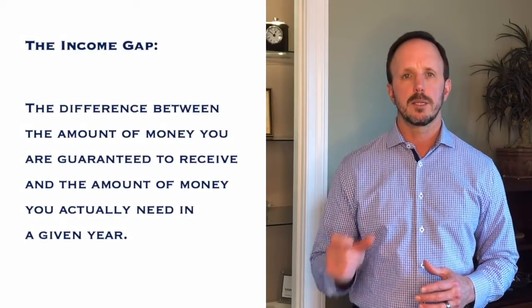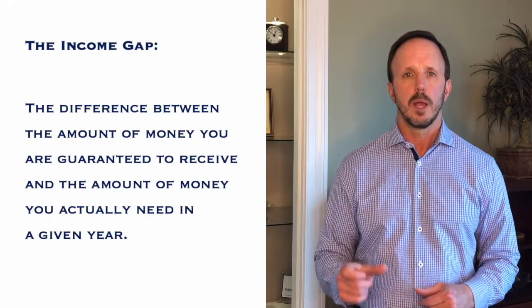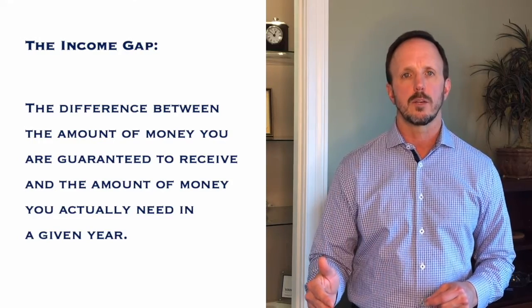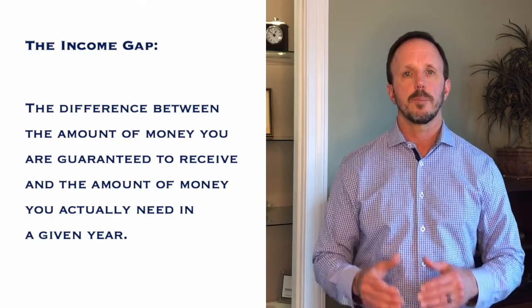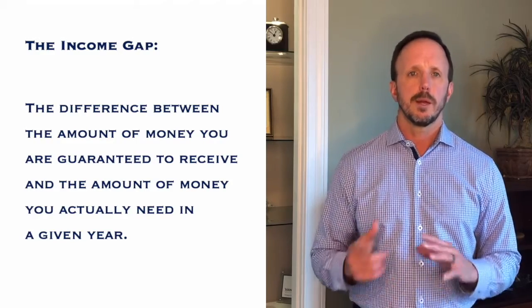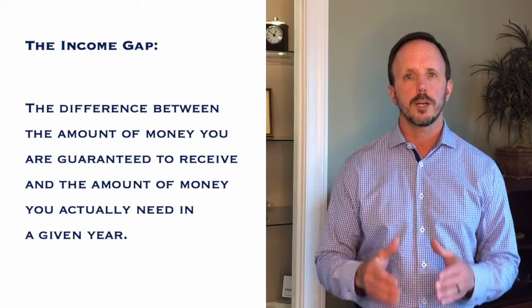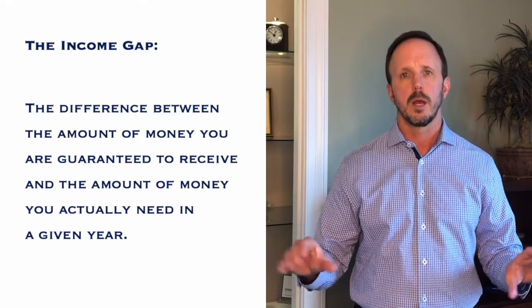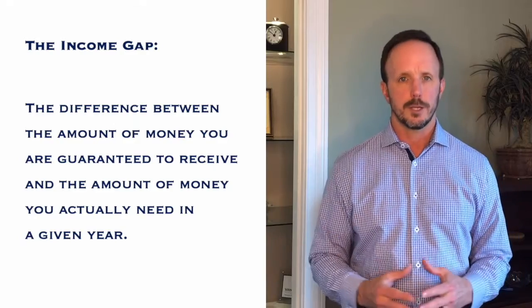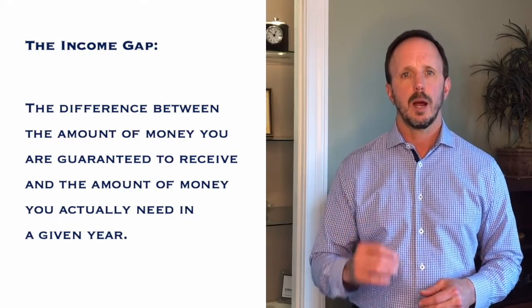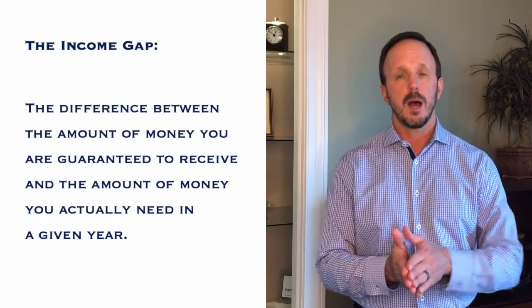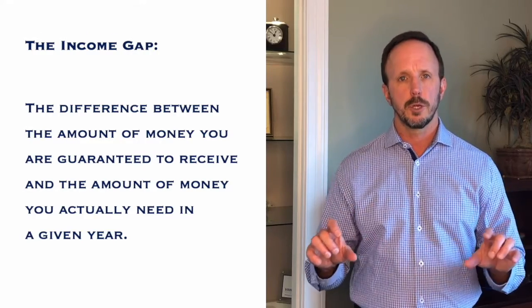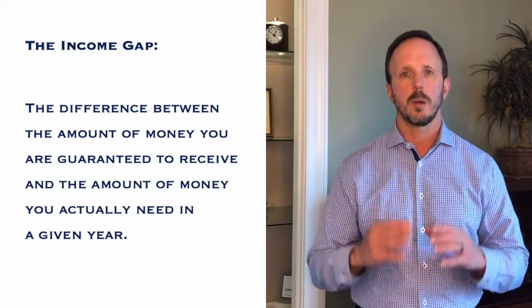Which brings us to the second cash flow concept I want to introduce you to, and that's called the income gap. The income gap is simply the difference in any given calendar year between the amount of money you're guaranteed to receive, promise-based income, and the amount you actually need. In other words, it's the difference between what you're getting from that bottom level of the pyramid and what your total annual need is. So the income gap is how much money you'll need each year from non-guaranteed sources, either from level 2 or level 3, that is the middle or top of the pyramid.